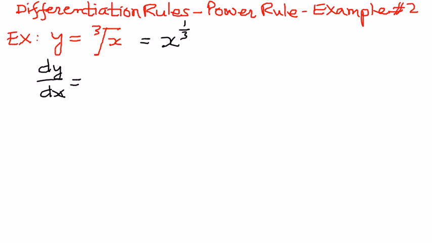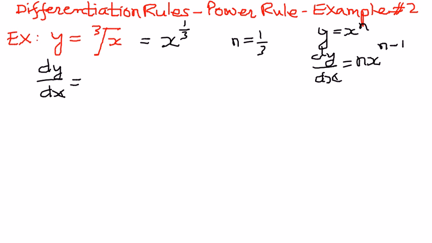Here n is going to be equal to 1 over 3, and the power rule is stating that if y is equal to x to the power of n, then dy by dx according to the power rule is equal to n x to the power of n minus 1. That is the rule. So in here, n is equal to 1 over 3. Therefore, n, which is 1 over 3, times x raised to the power of 1 over 3 minus 1, n minus 1.